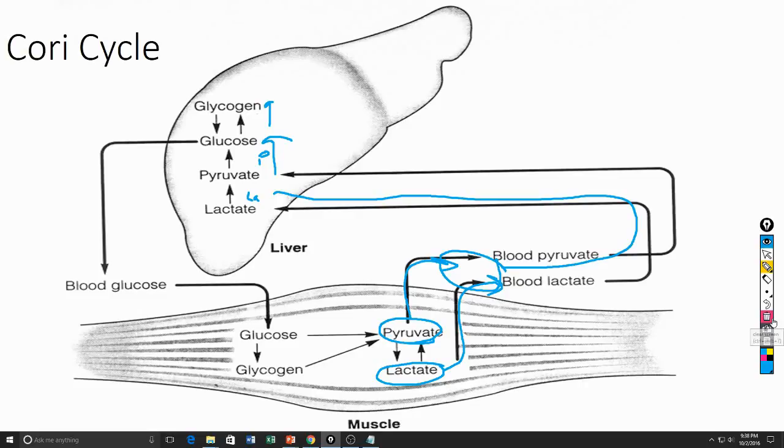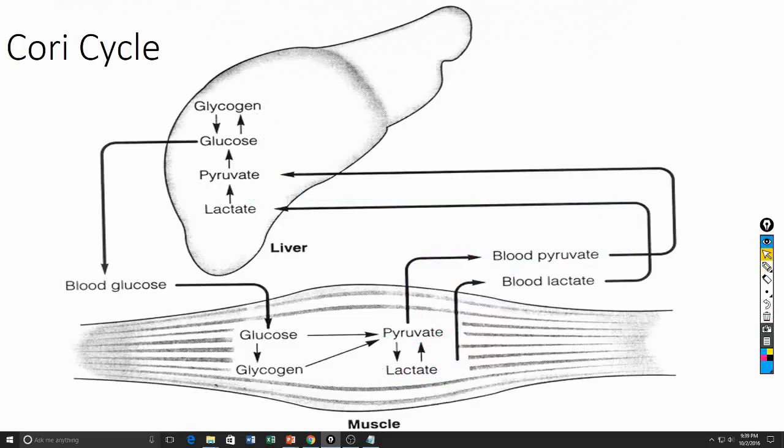That's a little bit in the future. We'll talk about that, but just know it's really, really important that you have enough blood glucose for your survival. So as we go along here.